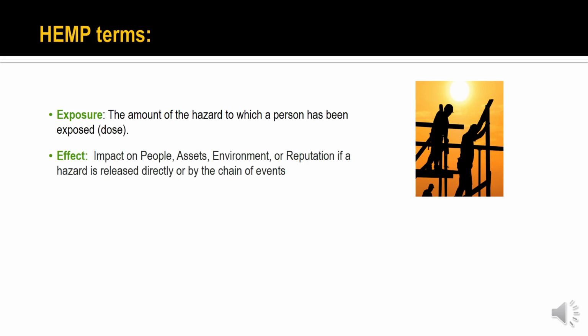Effect. Effect is the impact on people, asset, environment or reputation if a hazard is released directly or by a chain of events. Now releasing of the hazard, don't worry for the time being, but I will explain what the hazard is. We'll say if a person gets exposed to the hazard, to understand it in an easier manner. Now as an example, if you get exposed to the sun, what will happen to you? So in general, when a person gets exposed to hot sun, definitely he's going to have some health effects. So this is a very generic term when we say effect.